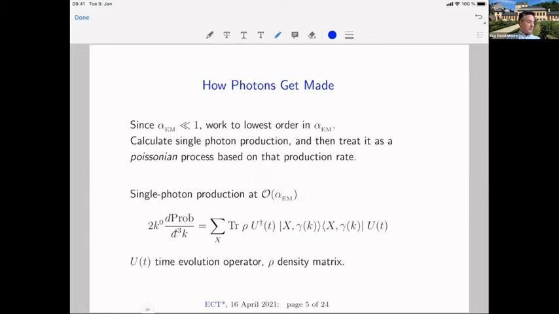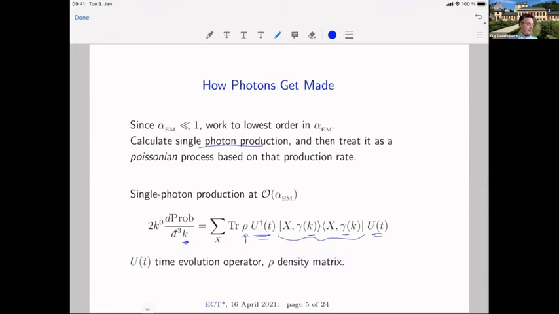Because the electromagnetic coupling is small, we are free to expand to lowest order in the electromagnetic coupling. And that means essentially we're going to calculate how likely you are to make one photon, and then we're going to exponentiate that as a Poissonian process to figure out the total photon production. And to make one photon, the rate of producing a photon at a particular three-momentum is set by a trace on your density matrix of how likely the density matrix is to evolve in time into a state which contains a photon in the final state.